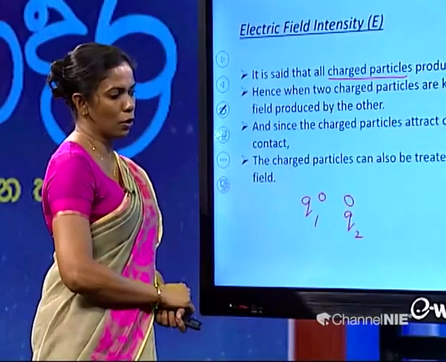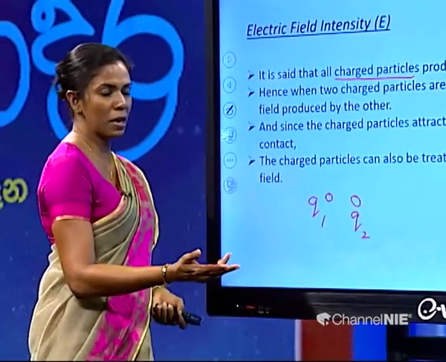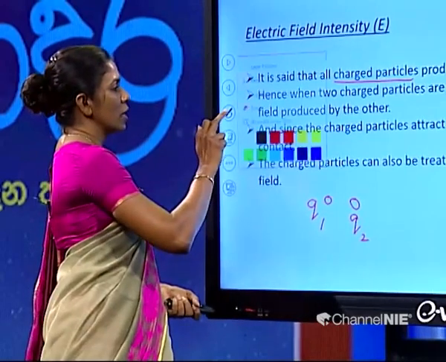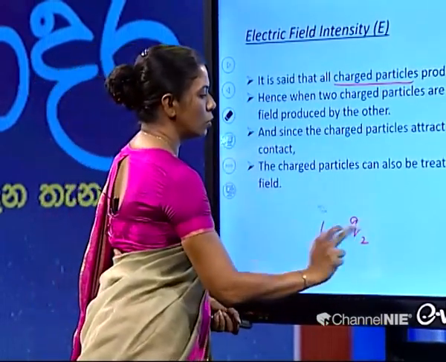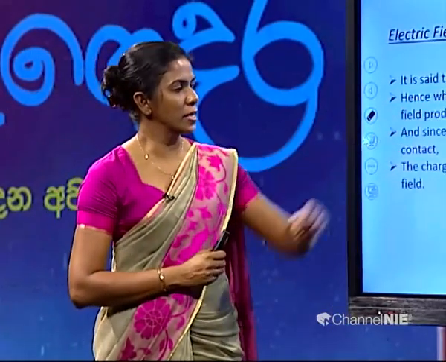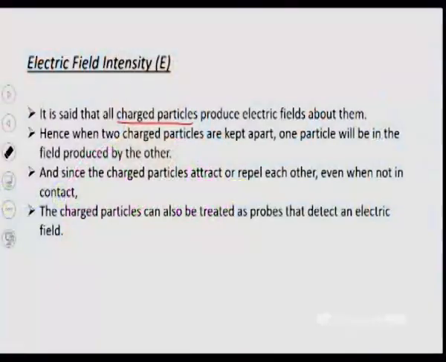By Coulomb's law, we learned that they are going to experience a mutual force which may be either attractive or repulsive. If I move on to the next point, it says that when two charged particles are kept apart, one particle will be in the field produced by the other, and as a result they experience an attractive or a repulsive force between them.